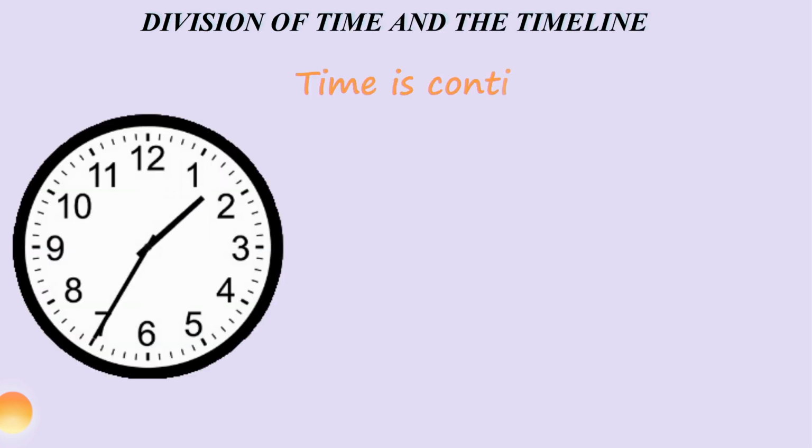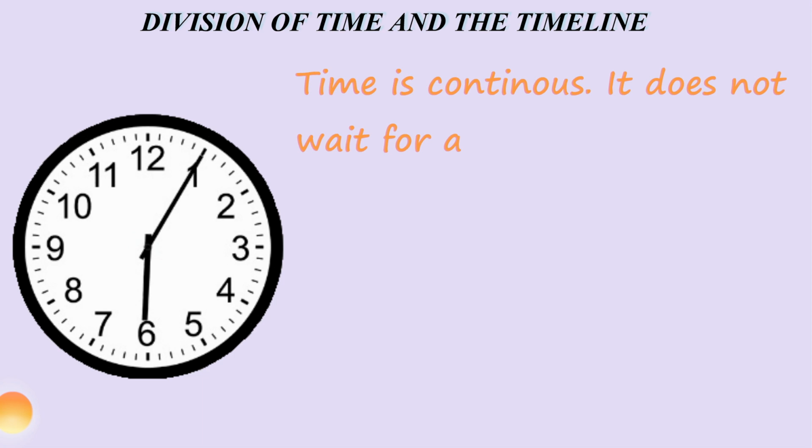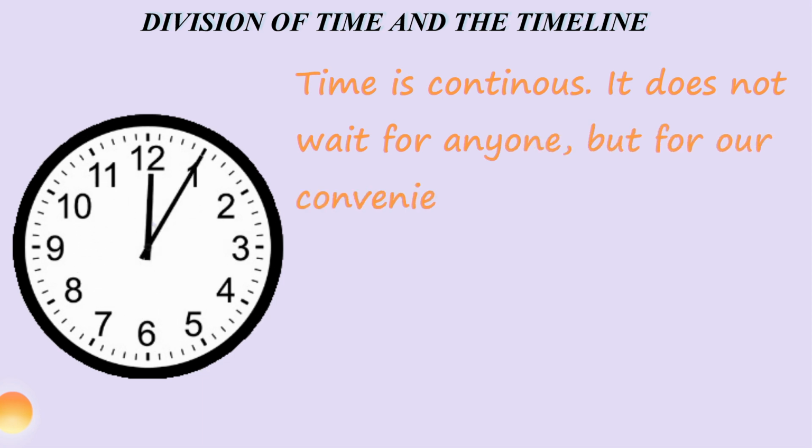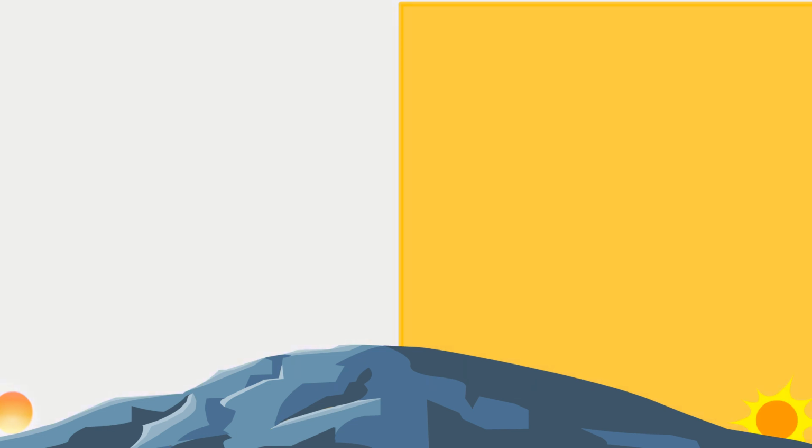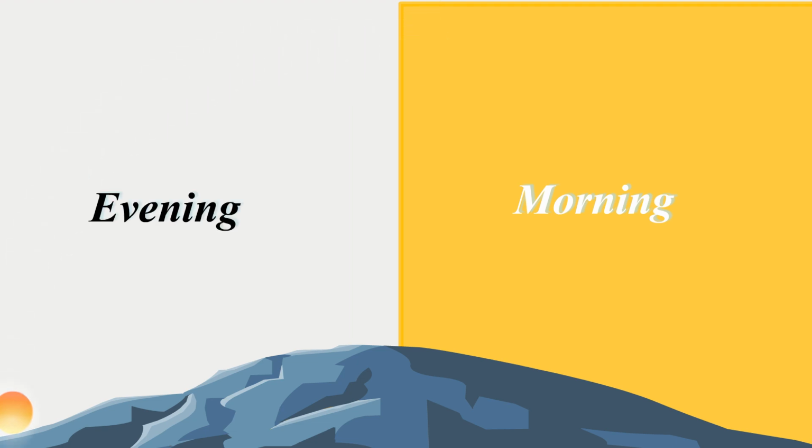Division of time and the timeline. Time is continuous, it doesn't wait for anyone. But for our convenience, we divide it into periods. For example, at sunrise, we say it is morning. Now the day has begun. At sunset, we say it is evening. And soon, at the end of the day, it becomes dark and it is night. This means that we divide the day into two parts, day and night.